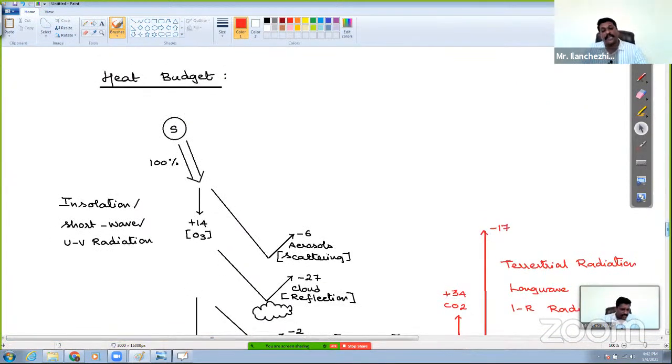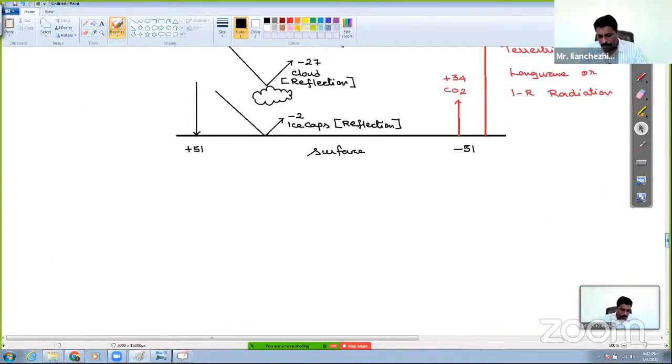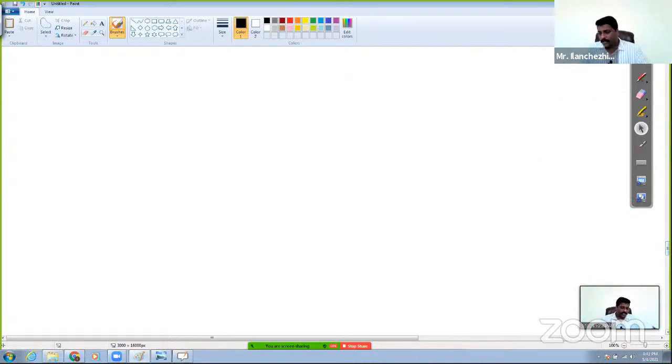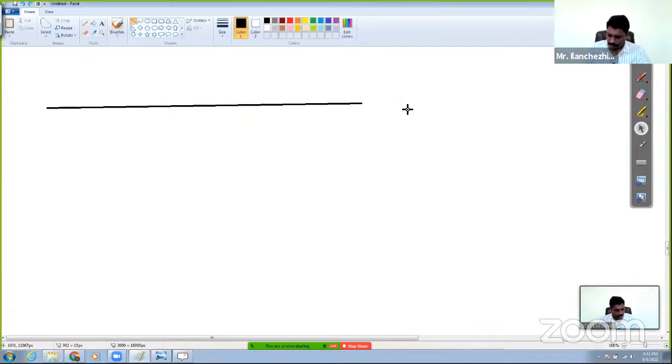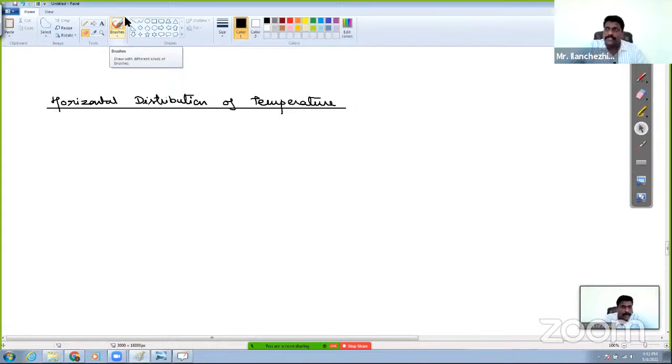Now, what is the heat budget? Approximately, we have an idea. Now, my dear friends, after discussing the heat budget, somewhere we'll discuss the distribution of temperature. Horizontal distribution of temperature. Let me talk about this horizontal distribution of atmospheric temperature. Whenever I talk about the horizontal distribution of atmospheric temperature here, I'm going to talk only about tropospheric temperature, to the lower reaches of the troposphere.